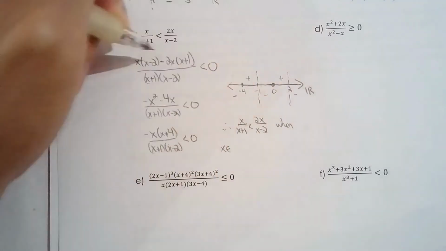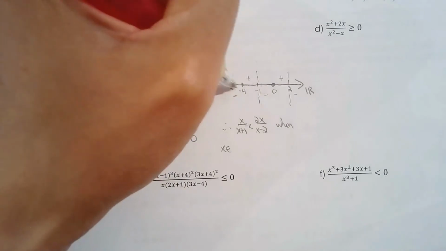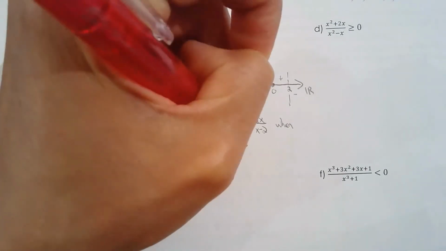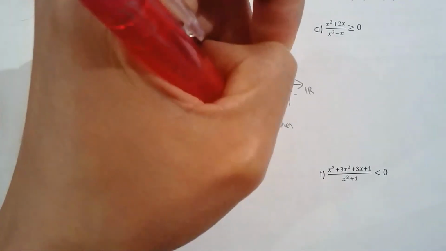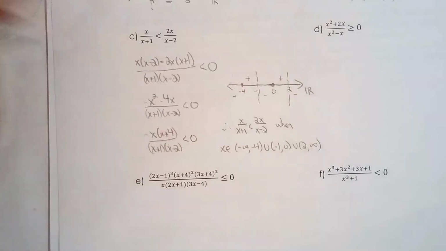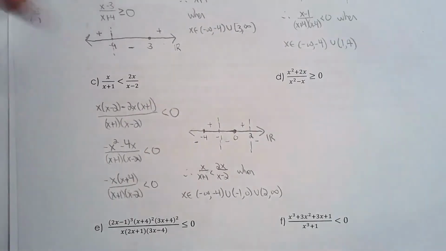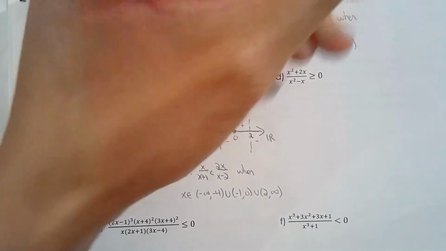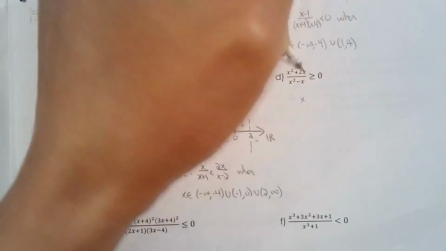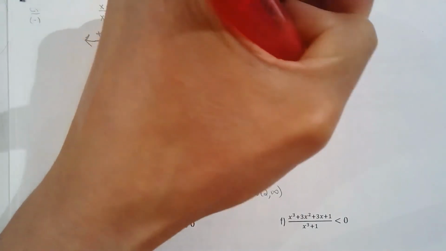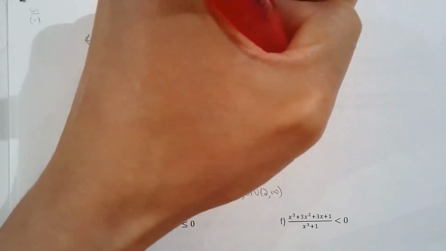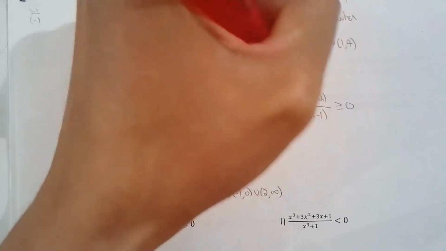Okay, so when is this less than 0? Less than -4, -1 to 0, greater than 2. Beautiful. Okay. So let's see the next one. This one seems straightforward. Common factor. It's already set equal to 0. Factor. Ooh, common factor of x.